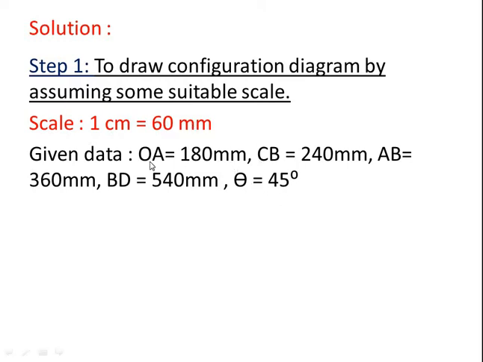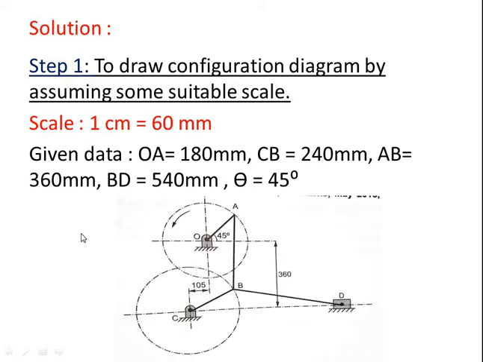Say for example, for OA, I will take 3 cm. For CB, I will take 4 cm. For AB, I will take 6 cm. So I have to convert all these dimensions as per our scale. Now we have to draw the configuration diagram. So I will tell you what will be the procedure to draw the configuration diagram.